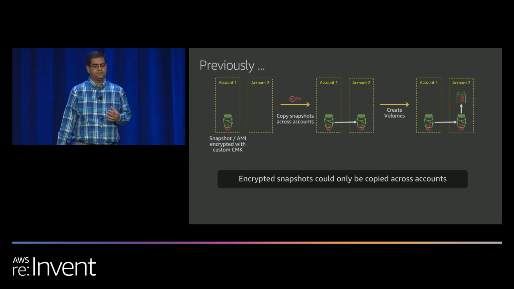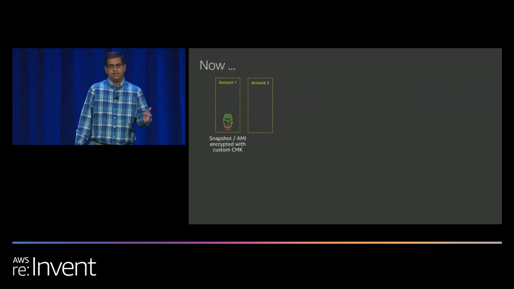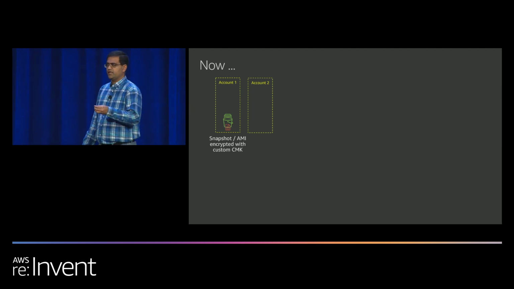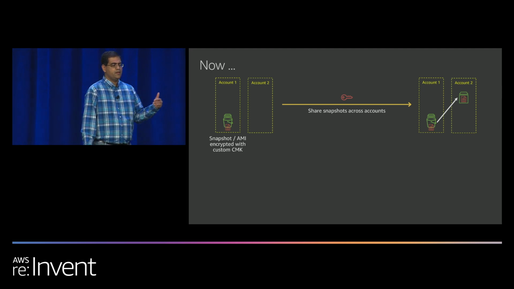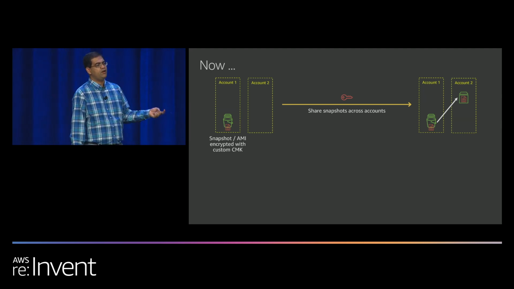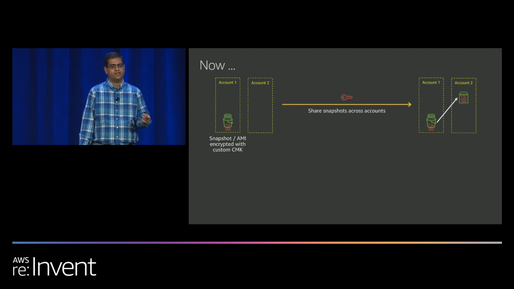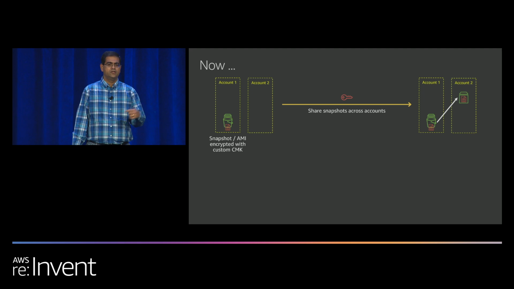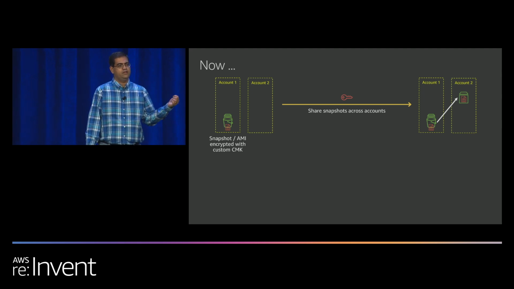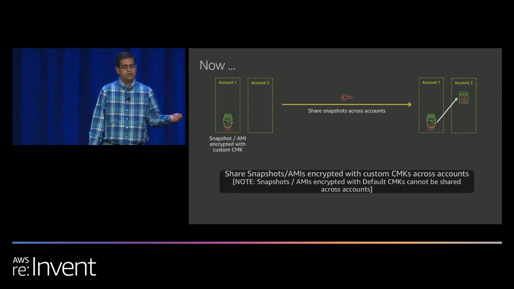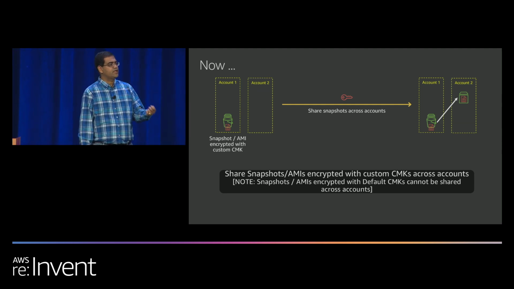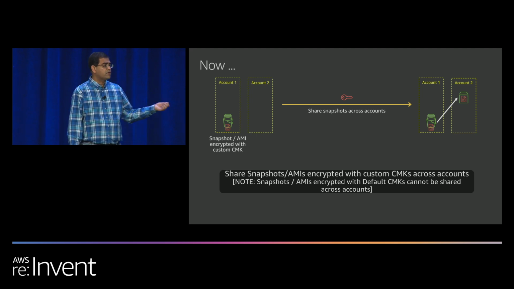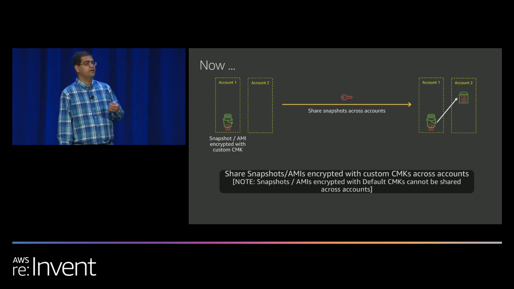They couldn't be shared. So what we've now done for snapshots or AMIs that are encrypted with custom CMKs is that you can now just share them across accounts. By sharing them across accounts, you can now launch the encrypted volume in that account. So in a single step, you can launch an encrypted volume in account 2 with a snapshot in account 1. One note here: this only works for snapshots that are encrypted with custom CMKs. This is not currently supported with snapshots that are encrypted with default CMKs.